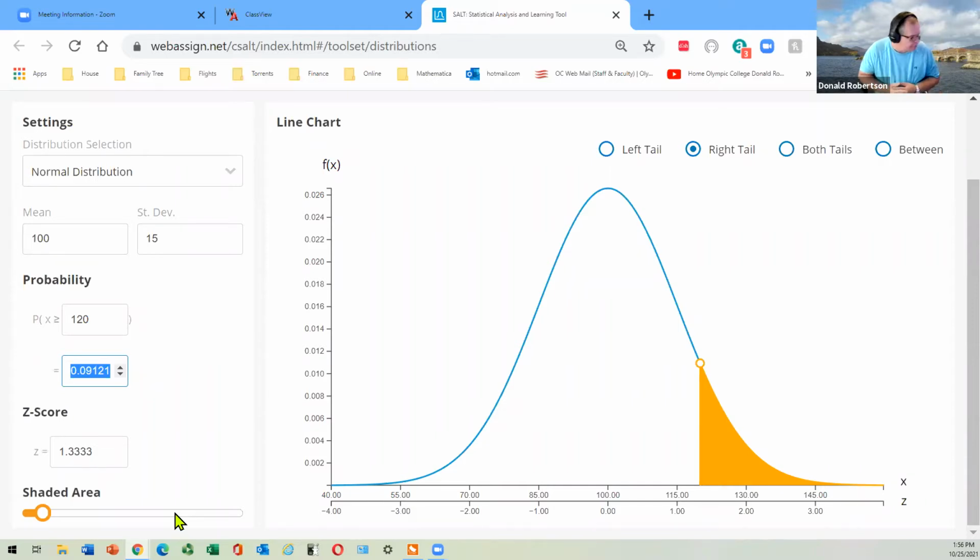Now, won't you use that for bigger than 50, bigger than 55, bigger than anything? The minute it's X greater than or equal to a number, right tail, right? Right tail is for bigger.